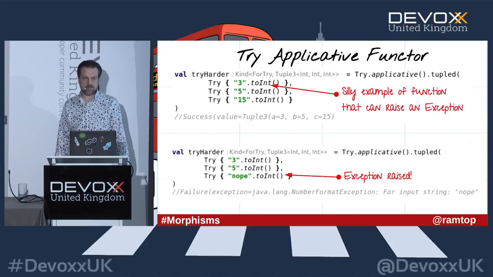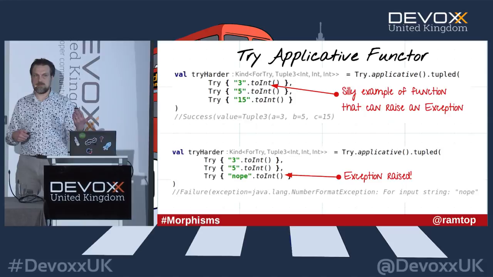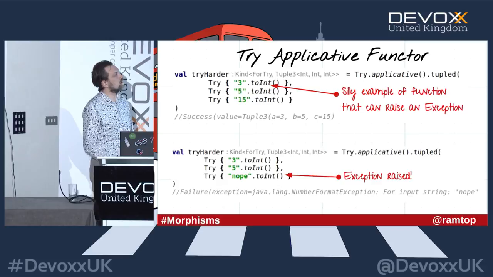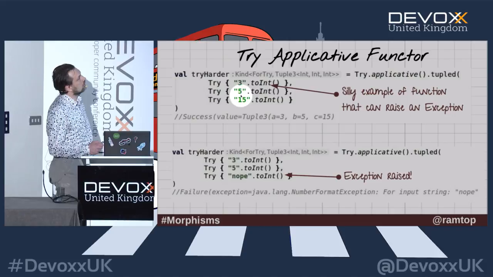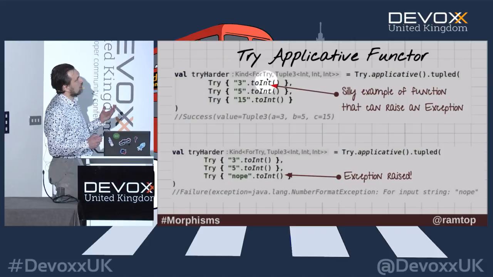And also, we can do the same thing with the Try applicative. That was the list applicative, and this is the Try applicative. In the Try applicative, we have 3, 5, and 15 toInt. And then when we apply this tuple, basically just to keep all the results separated, we have 3, 5, and 15. But if one is not good, instead of having basically a Try of tuple, we have a failure.